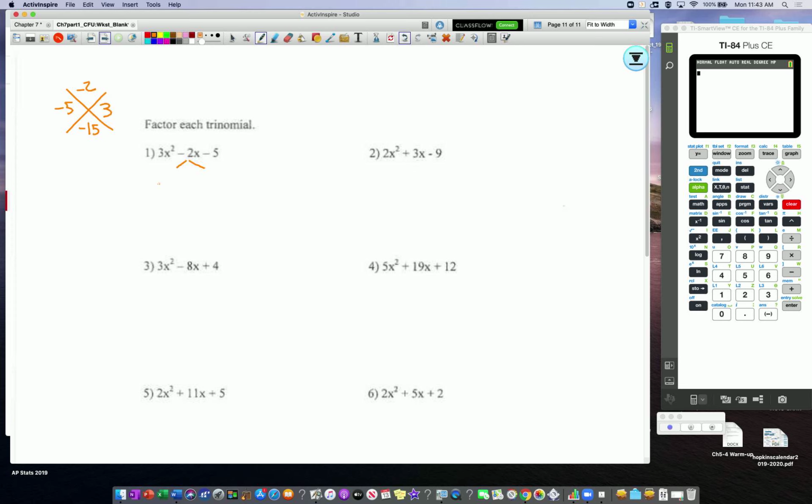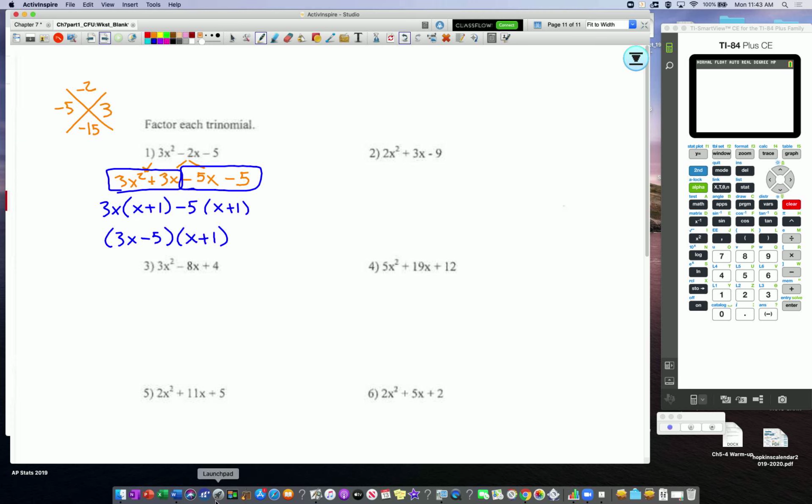I'm actually going to write this as 3x minus 5x. Bring down the 3x squared. Bring down the minus 5. So now I'm going to factor them by grouping. The first 2 terms have a 3x in common. So I'm left with x plus 1. The second set have a minus 5 in common. Sets of x plus 1's. Combine the outsides. So 3x minus 5 sets of x plus 1's.